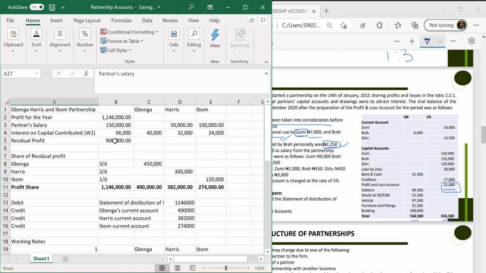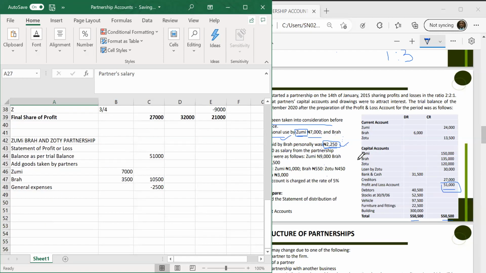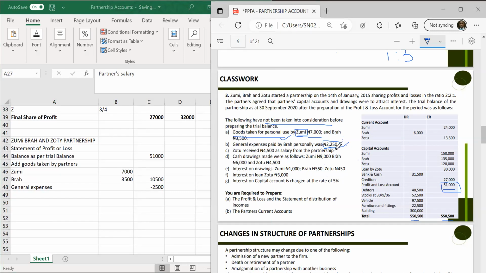That is when you remove interest on capital. So let's go back. Interest on capital. So this one, we'll treat it later. Cash made were as follows. Cash drawings. These were drawings. So you'll be taking it from the capital account. Then interest on drawings were this. These ones go into the capital account.